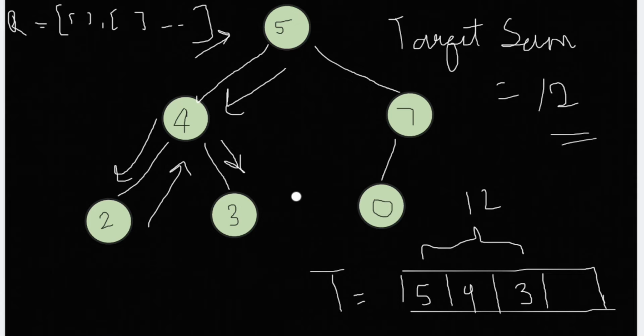Now after doing that, we'll be backtracking from here. So we'll be moving back to our parent node 4 and we'll be removing 4 from our temporary array as well as 3.